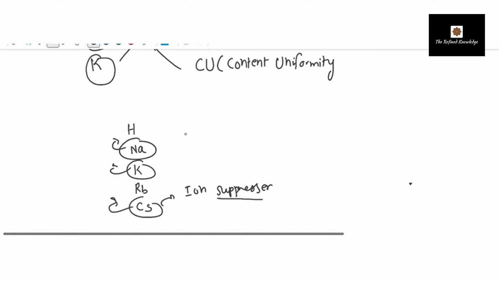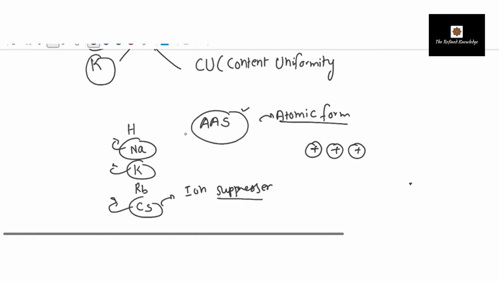What does it mean by ion suppressor? In atomic absorption spectroscopy, we need to detect the metals in their atomic form, so they should not ionize. Cesium can ionize readily, so there are a lot of positive ions already in that matrix. It's very difficult for sodium to get ionized into the plus form and lose an electron because it's already saturated with cesium. So it's very difficult for sodium and potassium to change into the ionized form. That's why they remain in the atomic form and can be detected using atomic absorption spectroscopy. This is one of the key concepts of using the final dilution with cesium chloride.